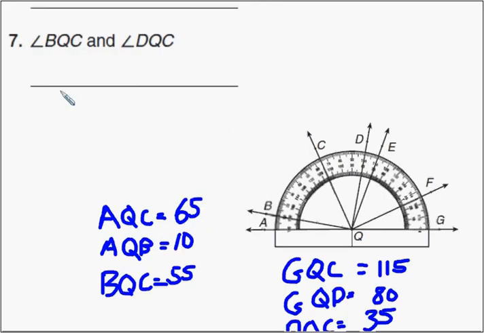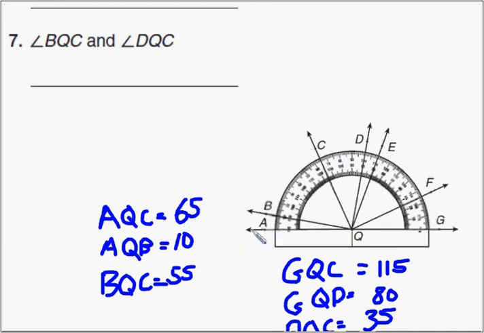Number 7 is a little more complicated because they're asking for B, Q, C, and D, Q, C. All right, so on this, let's take a look. We have to do a little problem solving here. We can't move the protractor on the worksheet. So one method would be to move the protractor and measure it with this vertex on this line right here and measure it. Another way is what we did in class. We just counted by 5s and how many degrees was from here to here without using the numbers.